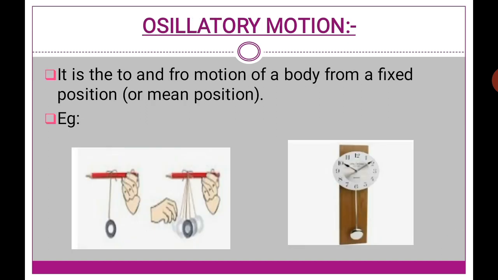Next we will see oscillatory motion. It is the to and fro motion of a body from a fixed position or mean position. That means when a body moves to and fro around a fixed position, which is also known as mean position, the middle position is known as mean position, then the body is said to have oscillatory motion.